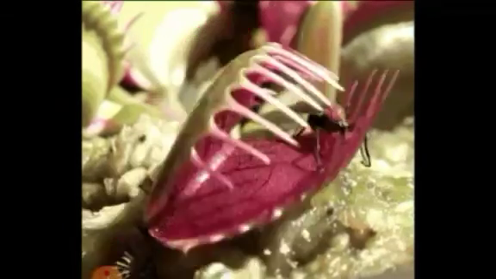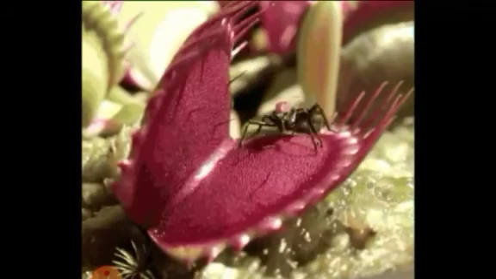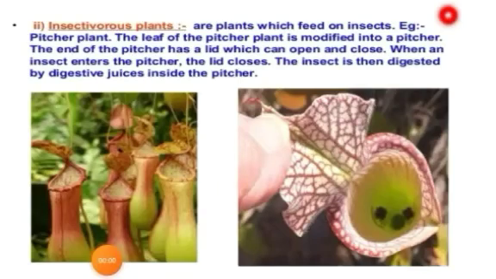In the same way, you can see in this image, this is the Venus plant. When the insect comes, see how it is closing and how it is trapping. Yes, this is all about insectivorous plants.